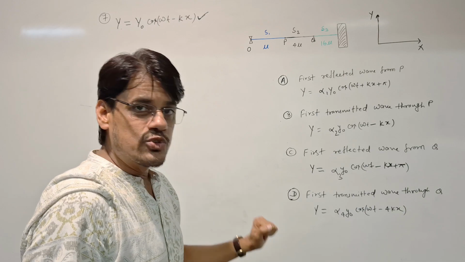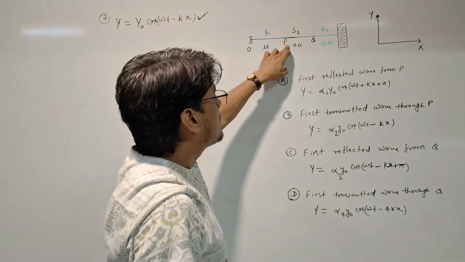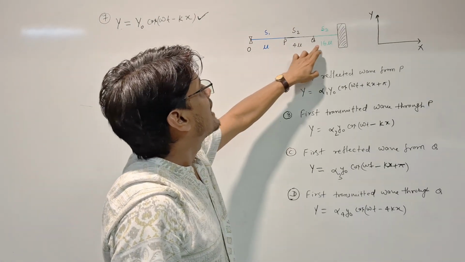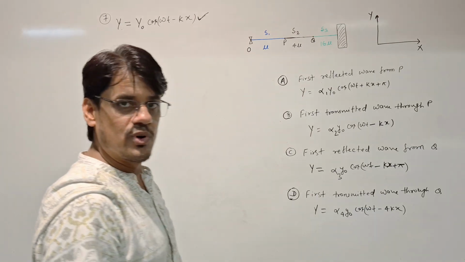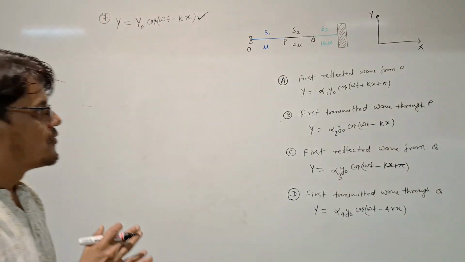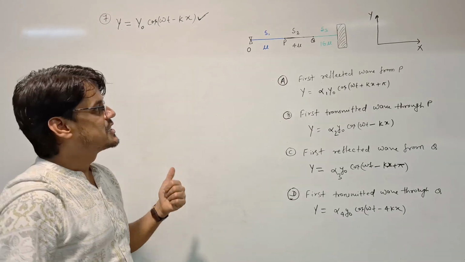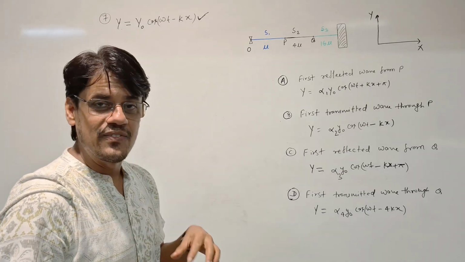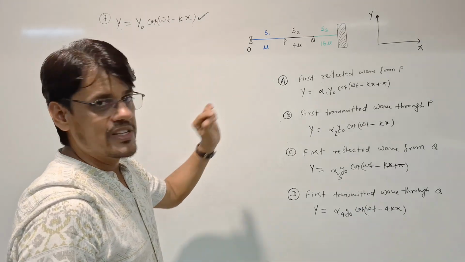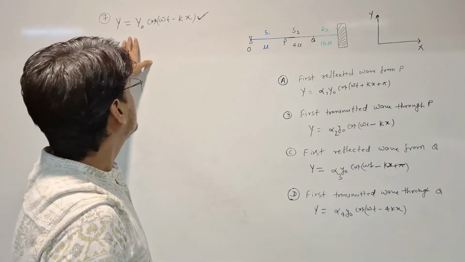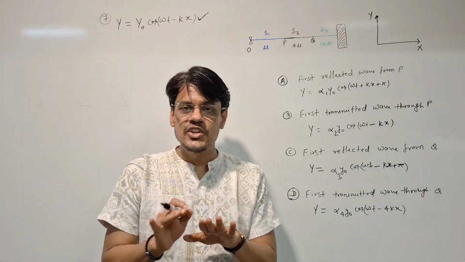In this question you have to find the first reflected wave from P and Q and the first transmitted wave from P and Q. As we know, when the wave is reflected from the denser medium, the reflected wave would be inverted, meaning its phase would be different from the incident wave by pi.